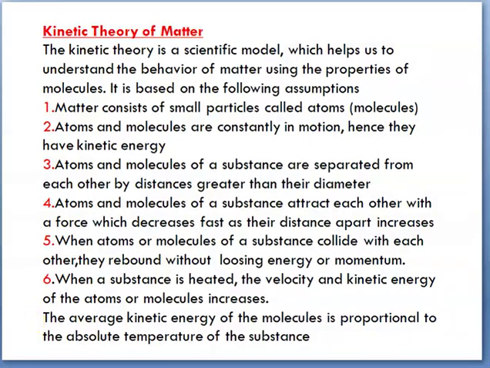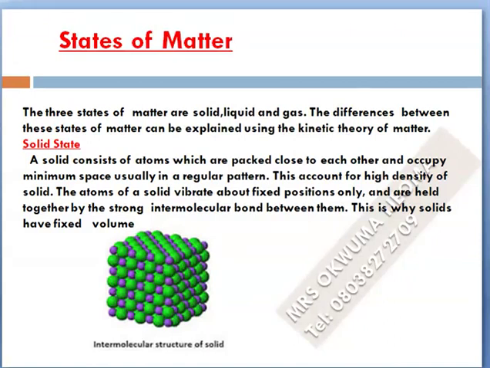Now, we want to look at states of matter. We want to use these assumptions of the kinetic theory of matter to explain the three states of matter. The three states of matter are the solid state, the liquid state, and the gaseous state. The differences between these states of matter can be explained using the kinetic theory of matter. In exams, you may be asked to use the assumptions of the kinetic theory to differentiate between the three states of matter. We are going to start with the solid state.